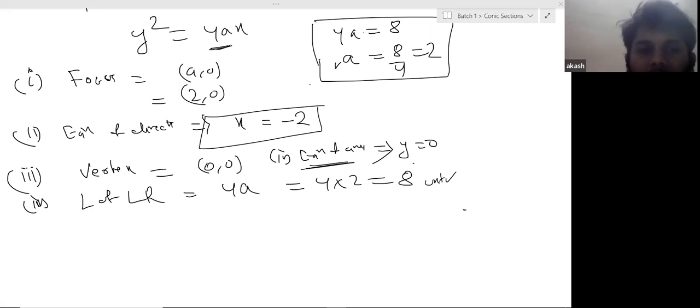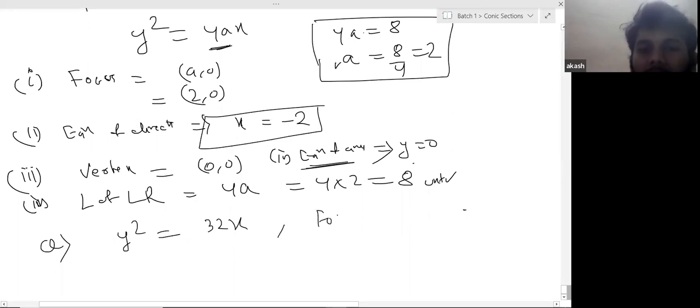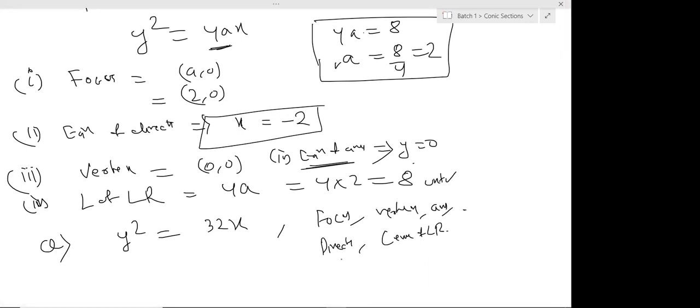So try to solve this question. y square equals to 32x. All right. I'll give you 2-3 minutes. Find everything: focus, vertex, axis, directrix, and length of LR, latus rectum. All right. I'll give you 2-3 minutes.